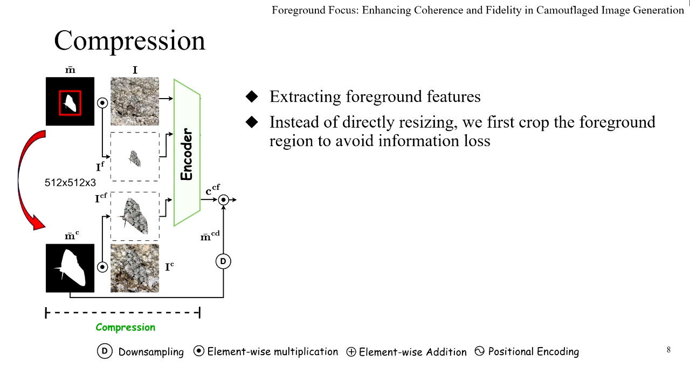In the first stage, we extract the foreground features. Since camouflaged objects are usually small, directly resizing the entire image would lead to a significant loss of foreground information. To prevent this, before resizing, we crop the foreground first to retain the detail. Then, we mask out the background and extract the foreground features.